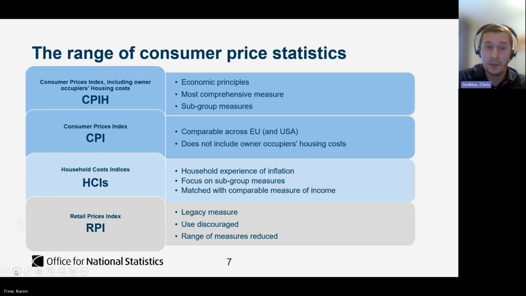Finally, just to bring all our range of consumer prices to a close, we have the Retail Prices Index, or the RPI, which is a legacy-based measure that we produce at the ONS. Next slide, please.